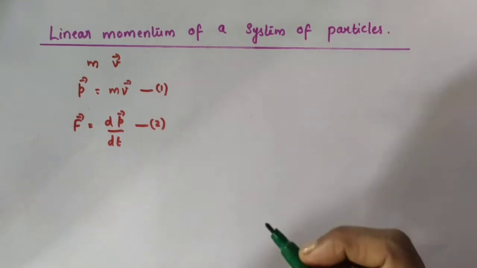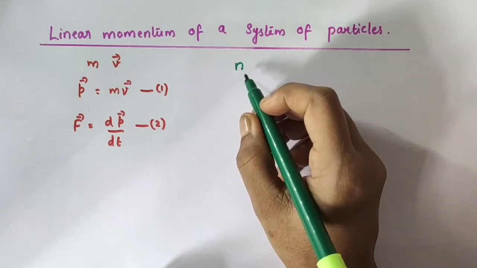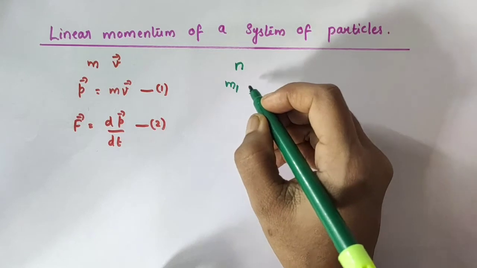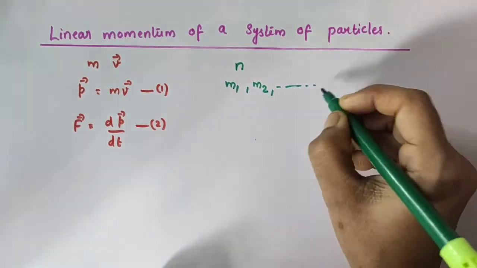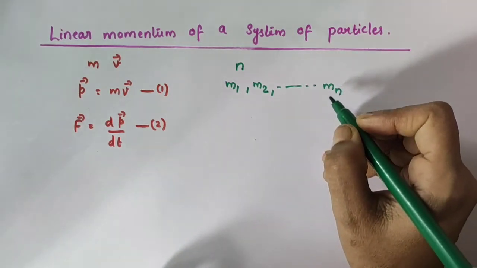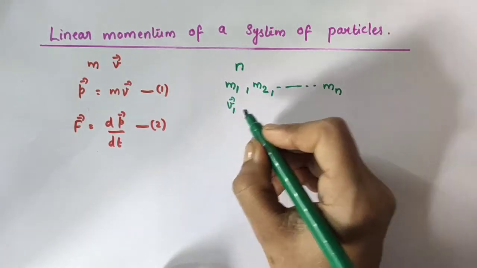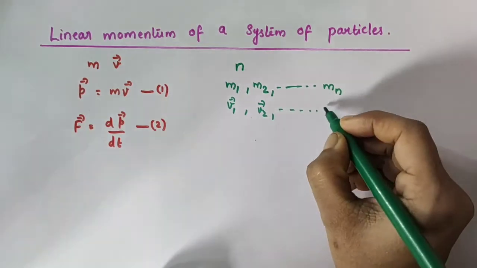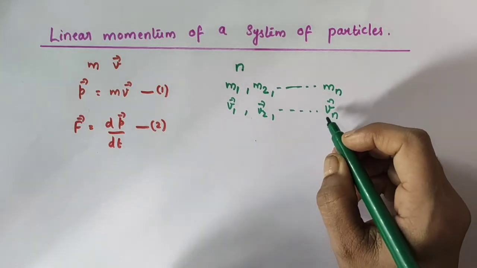Now, let us consider a system of n particles. There are n number of particles in a system. Let m1 be the mass of the first particle, let m2 be the mass of the second particle, etc. Let mn be the mass of the nth particle. Let vector v1 be the velocity of the first particle, vector v2 be the velocity of the second particle, etc. Let vector vn be the velocity of the nth particle.